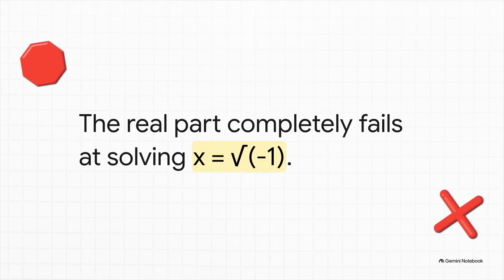To figure out why, let's bring in our first character in today's story. The real part. You can think of the real part as this smooth, structured, incredibly sensible character. He basically represents all the everyday numbers you already know and love, like 5, -3, or even your standard fractions. But when faced with x equals the square root of -1, the real part completely fails. He is totally stumped. And I mean, that makes sense, doesn't it? Because no matter what real number you multiply by itself, whether it's positive or negative, the result is always positive. You literally cannot find the square root of a negative number using everyday math.